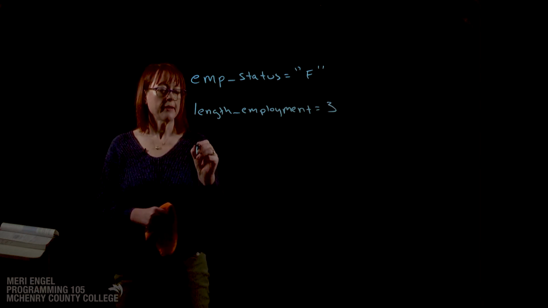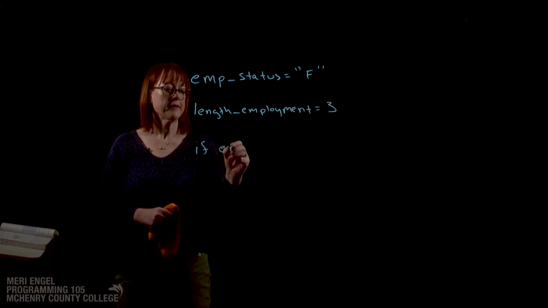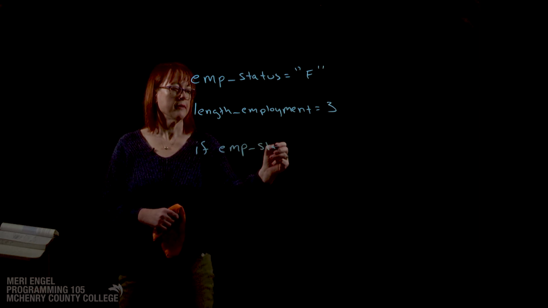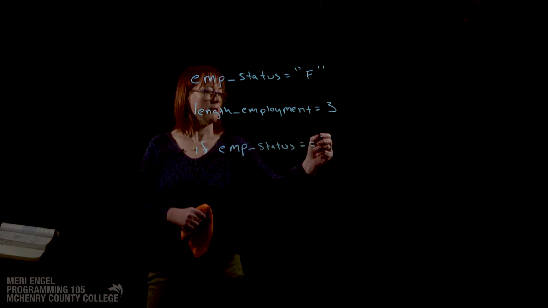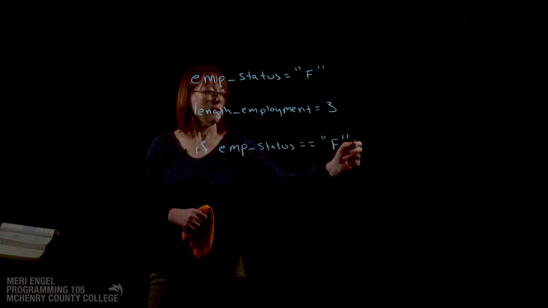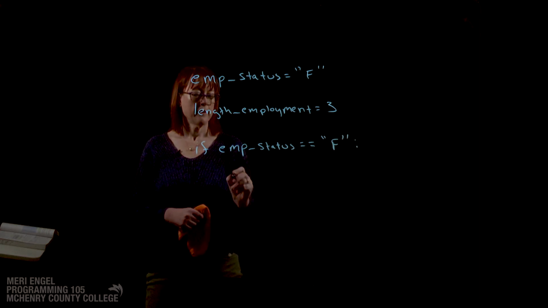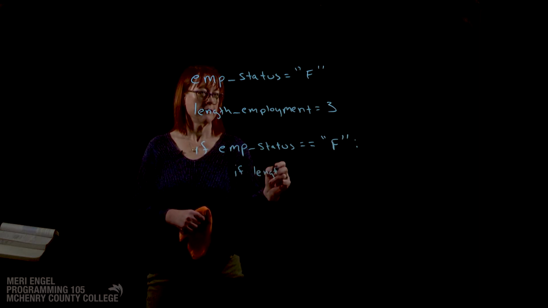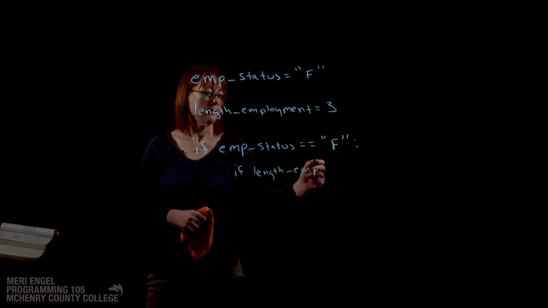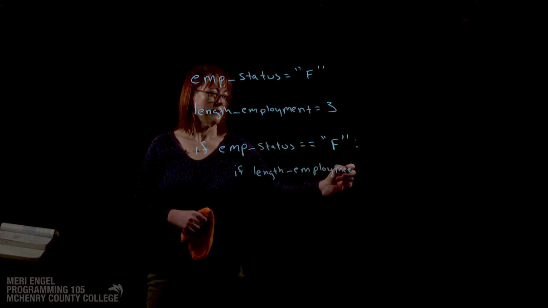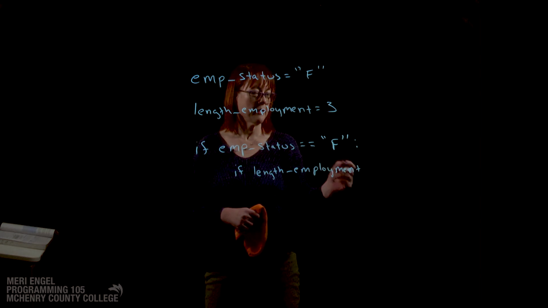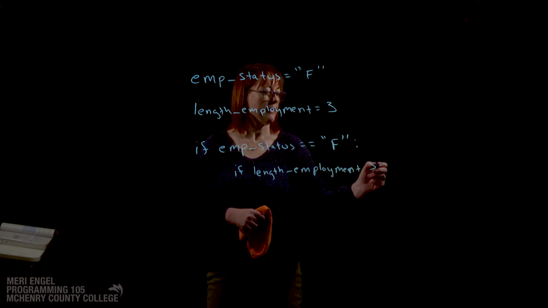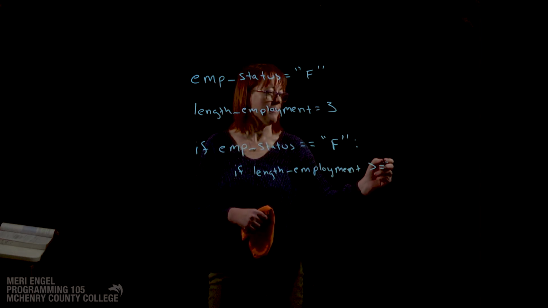So we're going to start with if employee status equals, again, that's our comparison, F, and then it will drop down into the indented next line of code, if length of employment, and here, we're going to get more into this later, instead of an equals, I'm going to do a greater than or equals, and we'll get more into this option in a minute.